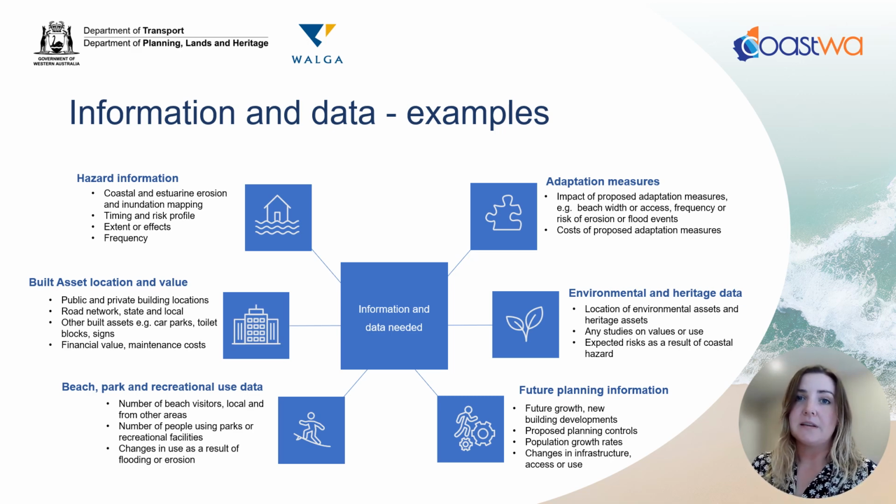We also need environmental and heritage data if possible. Again, this is one that's often not a lot of good data on, but things like identifying the location of environmental assets and heritage assets and their values, and then also the changes in their value or use as a result of the coastal hazards. And then also, as we touched on previously, that kind of future information and planning data. So where are future building developments going to occur, any proposed planning controls, population growth rates, any changes in infrastructure access or use that are going to be happening.